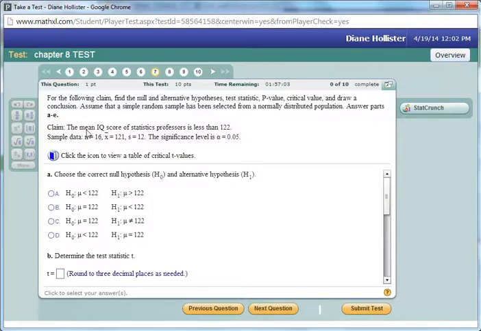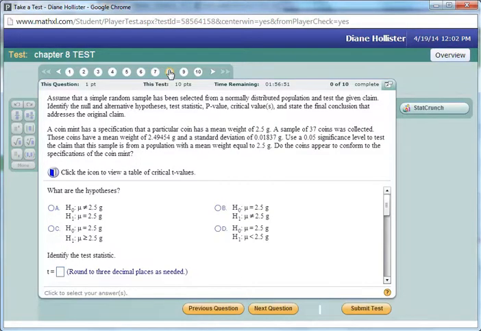There's one about the mean IQ scores of statistics professors. Again, remember that we're dealing with T, and it even reminds you of that in this problem. So again, you have proportions, T-tests, and tests about the standard deviation. This particular one is again about coins, and this one is talking about mean weight. And again, you can see that with the null and alternative hypotheses.